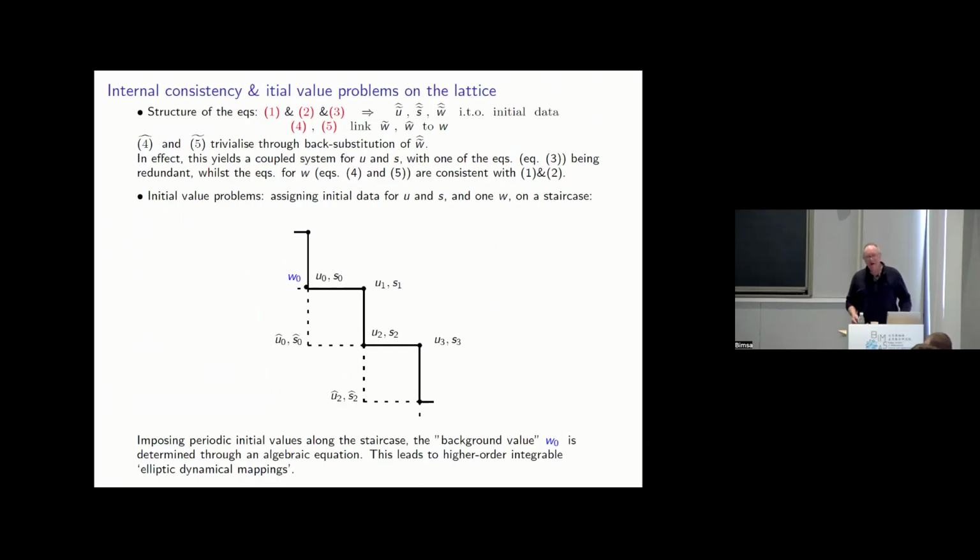So apart from multidimensional consistency, there's also the question of internal consistency of the system. Are these equations all compatible with each other? And this is something that you can explicitly check. So this was referring to the numbering of the equations in the system. So when you look at initial value problems, for instance, on a configuration in the lattice which is like this staircase, then you can explicitly check that all these equations are compatible with each other.